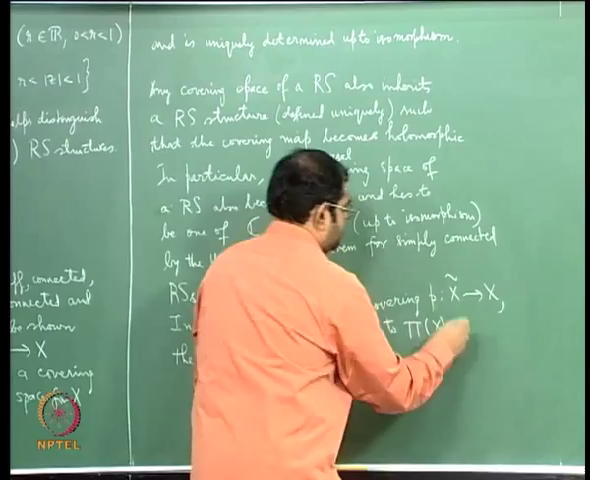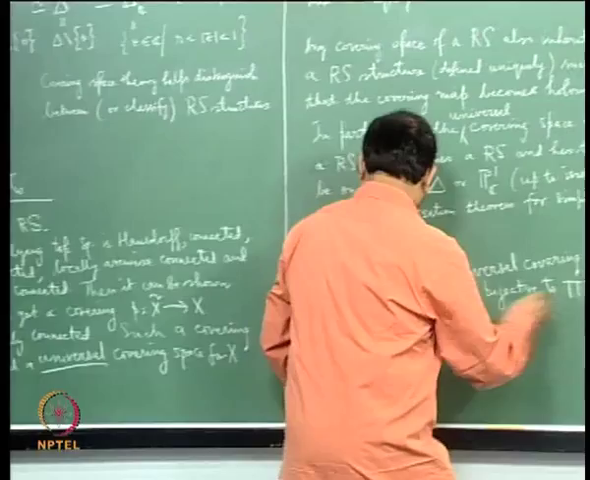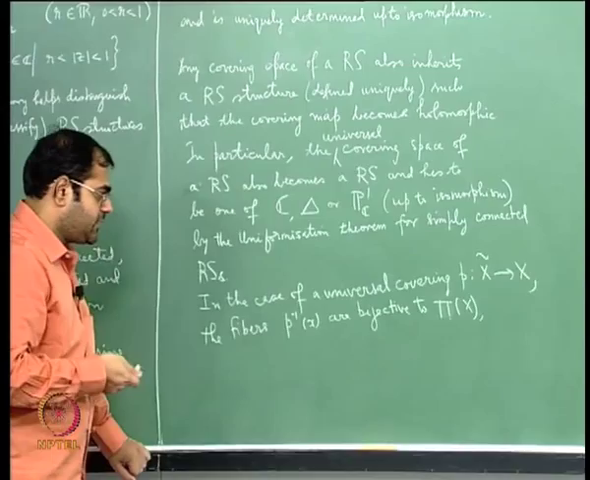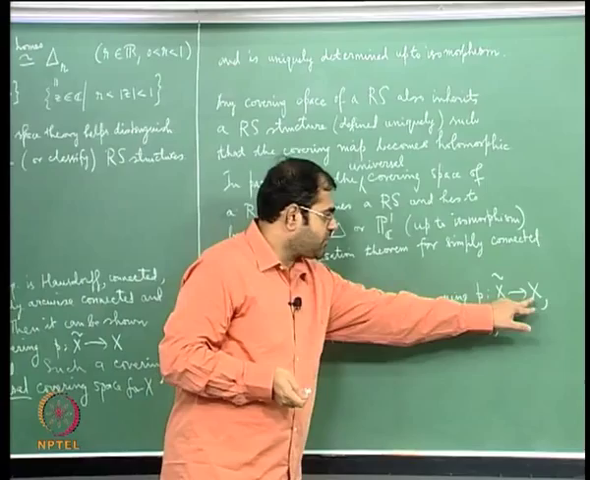The fibers are all, the fiber over every point is a set which is bijective to the fundamental group, okay. So let me write those conditions. That's the first condition. The second, not a condition, it's rather a consequence. The second thing is that the fundamental group of X is a subgroup of automorphisms of the space above.